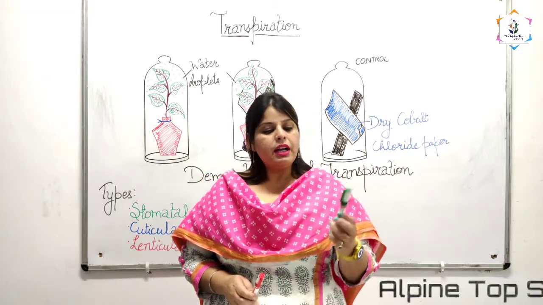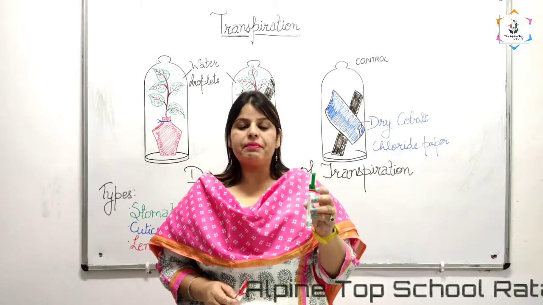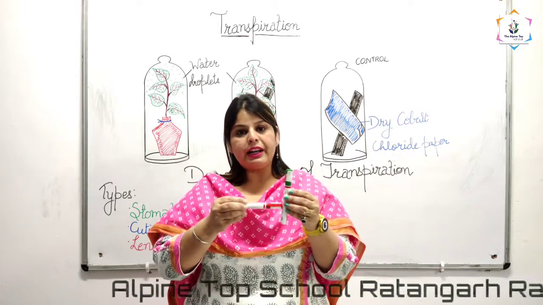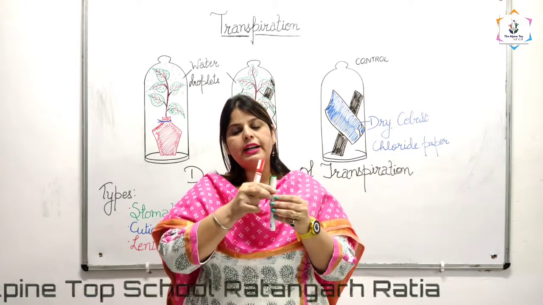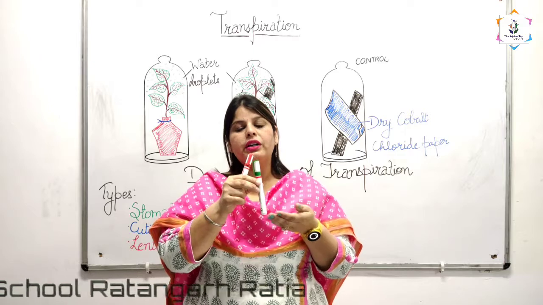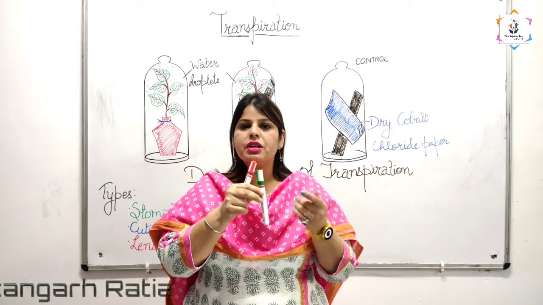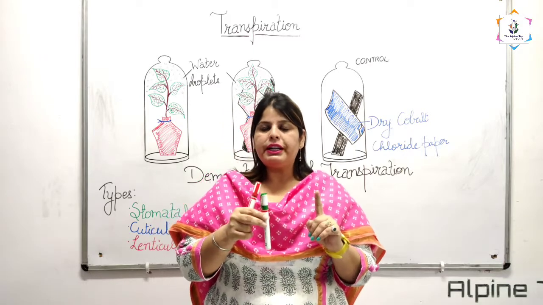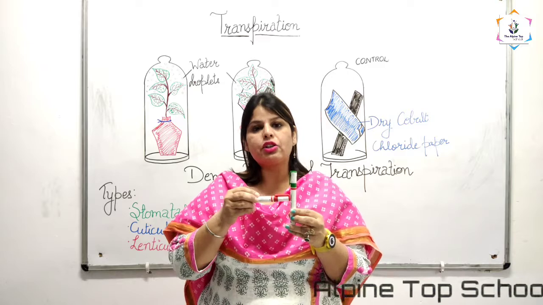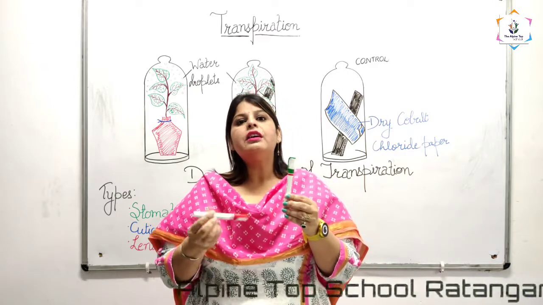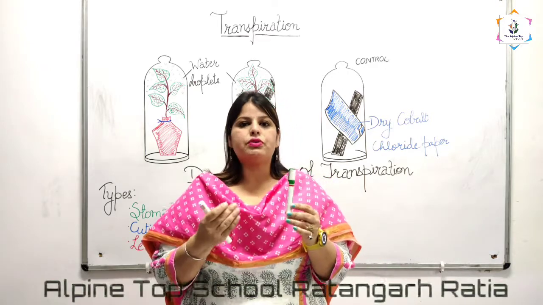So first of all, consider it as a stem. Transpiration helps to create a kind of suction in the stem so that it can absorb the water and other minerals from the roots. First point is that it helps to create the suction in the stem so that it can absorb the minerals and water from the soil.